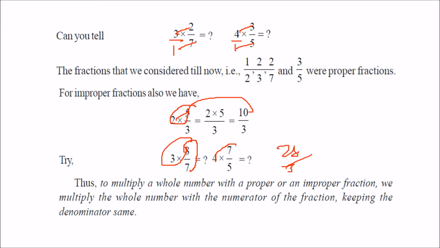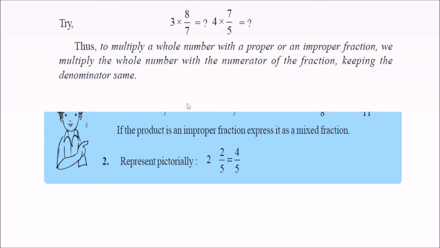So to multiply a whole number with a proper or improper fraction, we just need to multiply the whole number with the numerator of the fraction, keeping the denominator same. There will be no change in the denominator. You just have to multiply the numerator by the whole number.